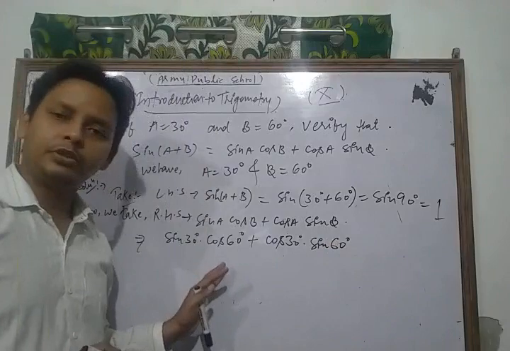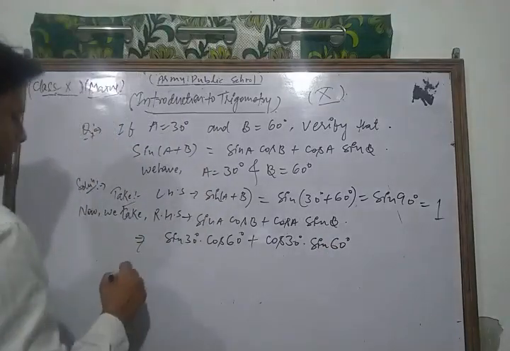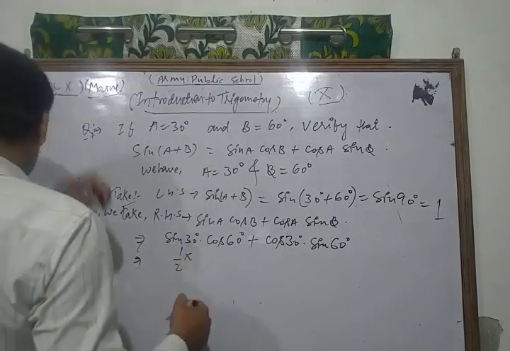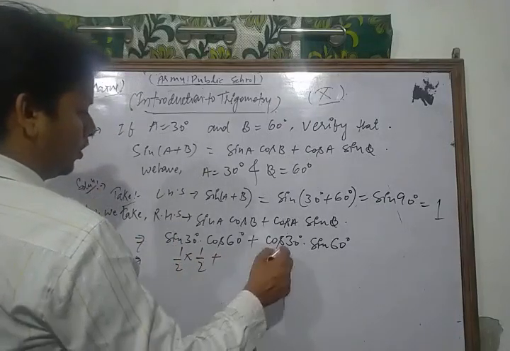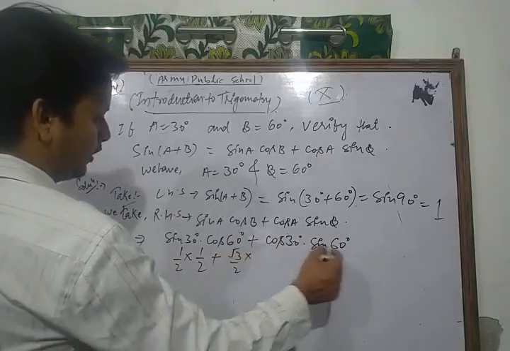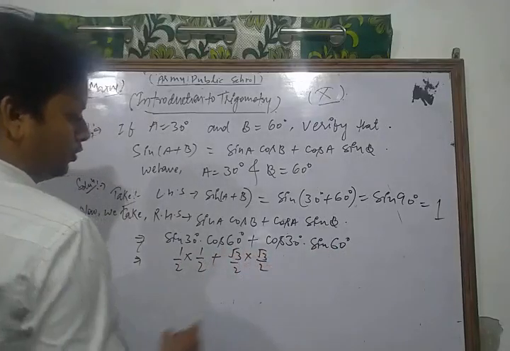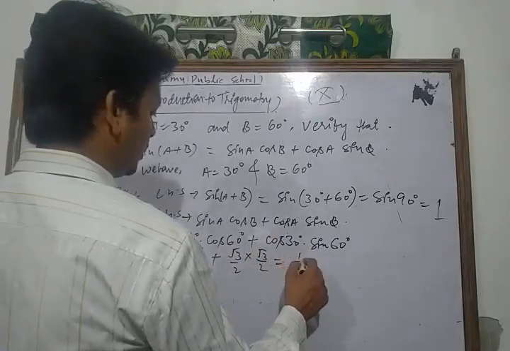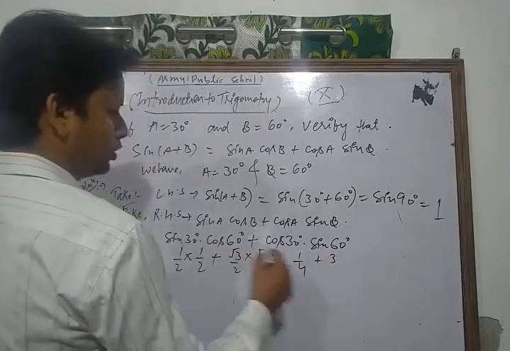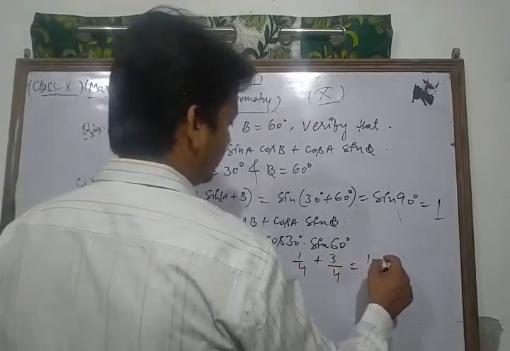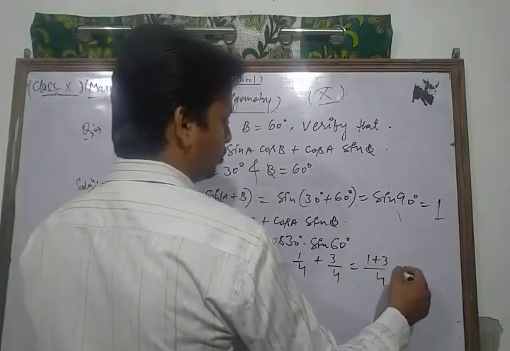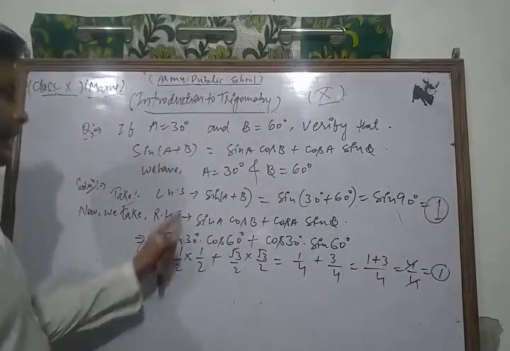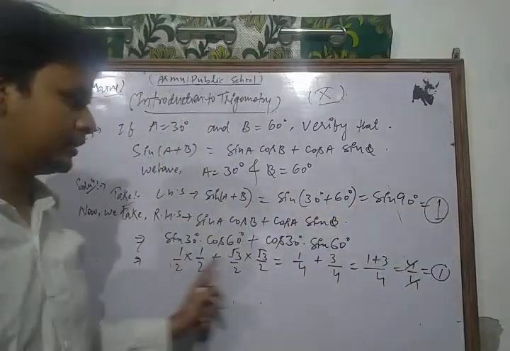Okay, now we just put the values of each and every trigonometry ratio for that particular angle. Sin of 30 degrees is 1 upon 2. Cos 60 is also equal to 1 upon 2. Cos 30 is root 3 by 2, into the value of sin 60 which is root 3 by 2. Now we simplify them. So first of all, you learn all these values. So we get 1 upon 4 plus root 3 into root 3, that is 3, upon 4. So 1 plus 3 upon 4, that is 4 upon 4, which is 1. So thus LHS is equal to 1 and RHS is also equal to 1.